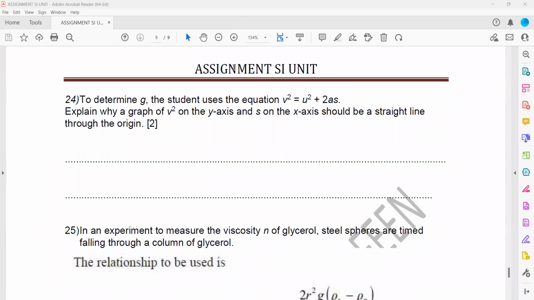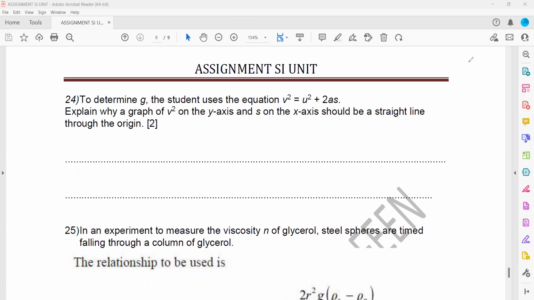In question 24, to determine g, the acceleration due to gravity, the student uses the equation v square equals u square plus 2as. Explain why a graph of v square on the y-axis and the distance on the x-axis should be a straight line through the origin.